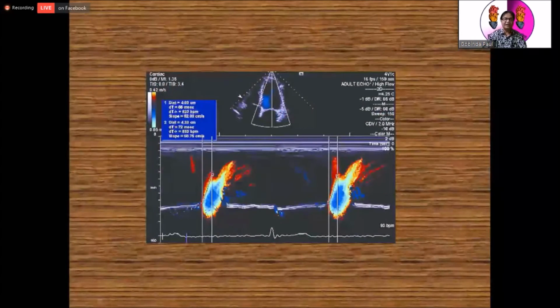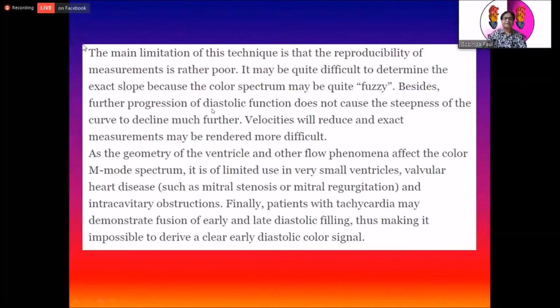Here is the technique, how we can measure the slope. But there is a limitation of this method. The limitation is that reproducibility of the measurement is rather poor, and it might be quite difficult to determine the exact slope because the color spectrum may be quite fuzzy.